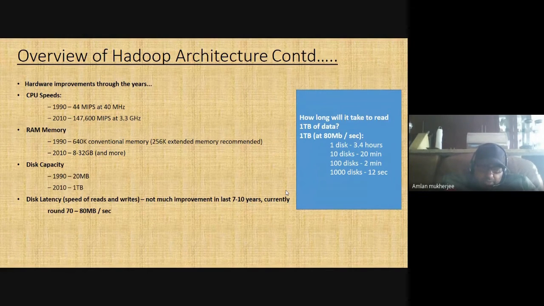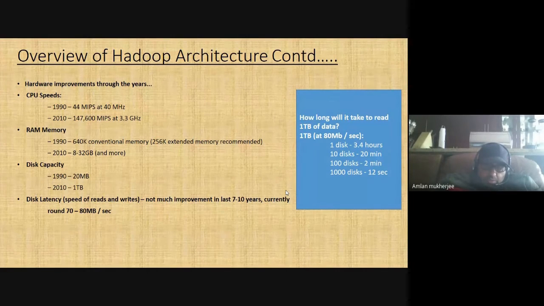I think I will answer your queries later on. But you can see one thing, that if you increase the number of disks, then you can get the data much quicker. That is the bottom line of this slide.